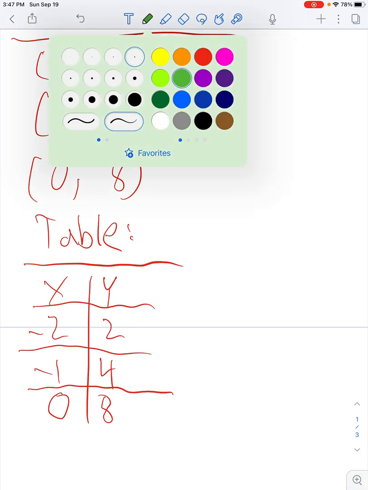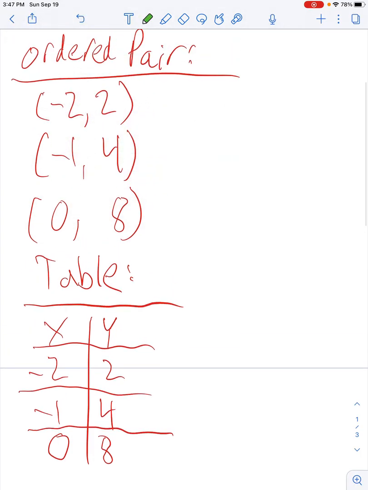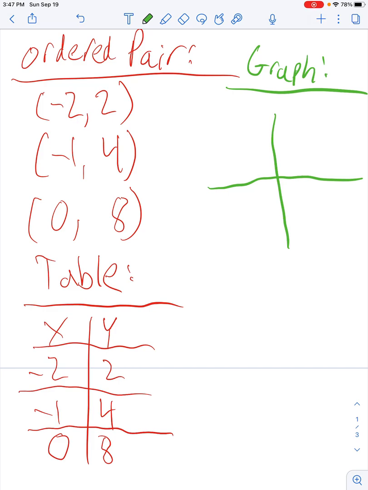A third way, change colors here, may be through a graph. So if I look at my graph, I might have an X and a Y axis. And we said, what did we say? That at -2, we had +2. So right here, at -1, we said we had +4. And then at 0, we said we had 8. So 5, 6, 7, 8. So it could be somewhere up here. So again, ordered pairs, tables, graphs.